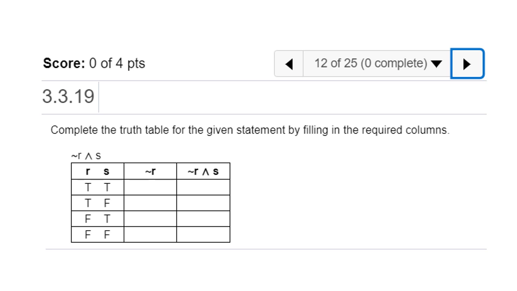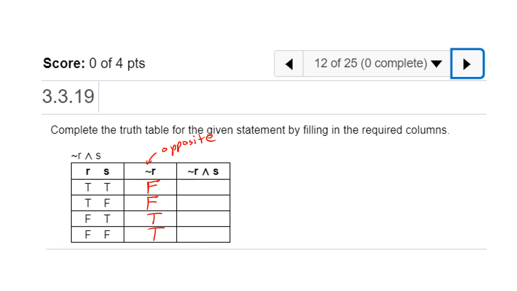Here we're going to fill in the truth table with the values given. To fill in the first column, not R, we will take the opposite of the truth value given for R. The first value is true, so I'll put in false. The second value is true, so I'll again put in false. The third value is false, so I'll put in true, and the last value is false, I'll put in true. So basically this column is just the opposite of what was given in column 1.